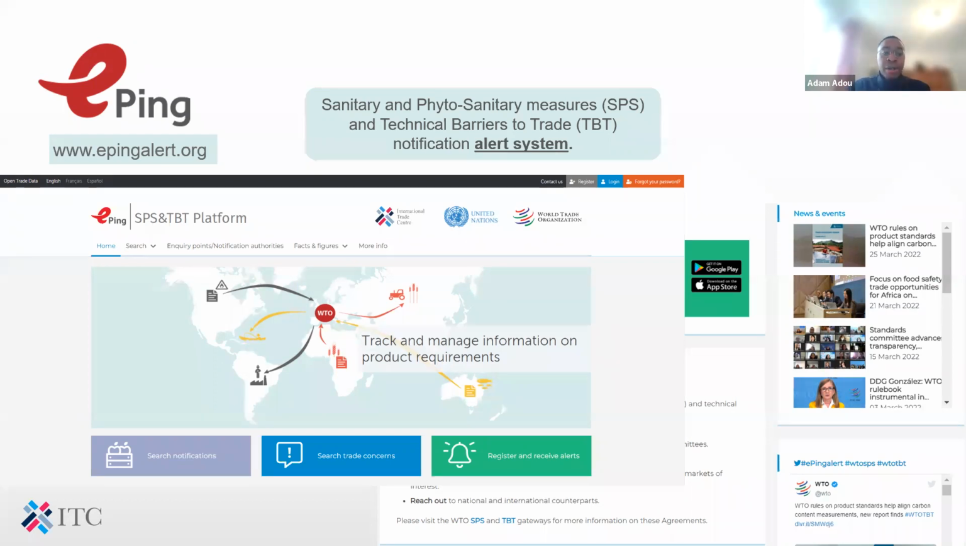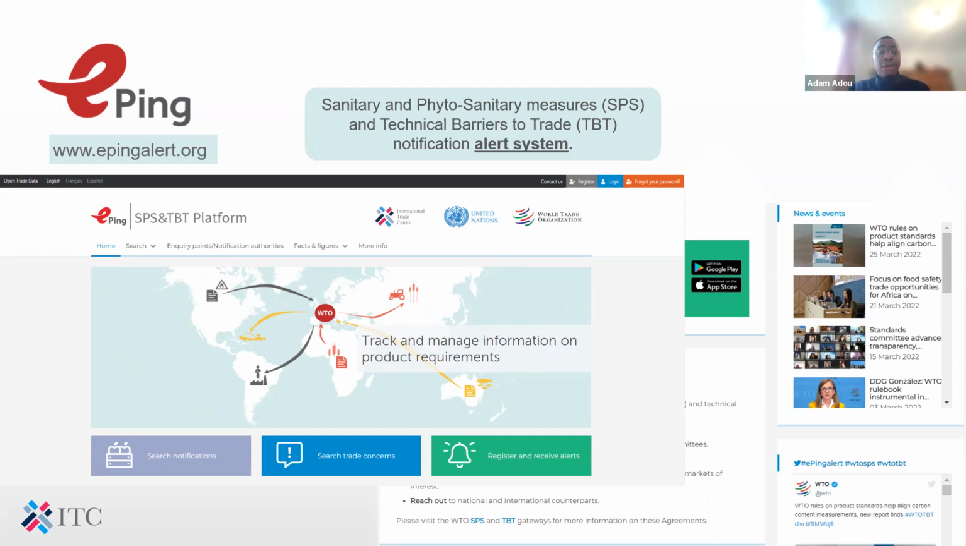So technical barrier to trade measures as well. Thanks to ePing, you will be able, for the product of your interest, to keep track of all those changes, manage information, and understand what the new product requirements are. Anytime there is a change in the regulation that you need to comply with, it will be displayed to you on ePing. You will receive an email, you will receive a notification.